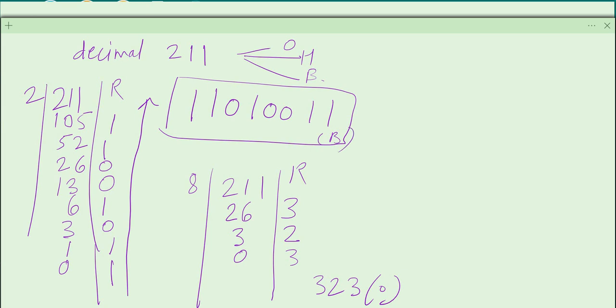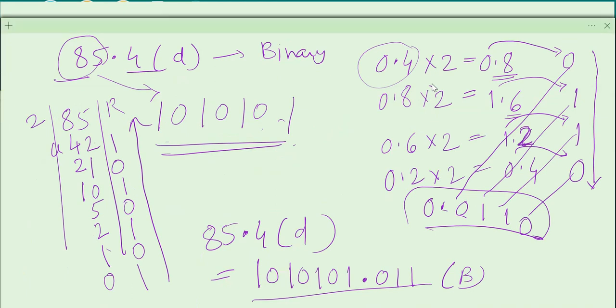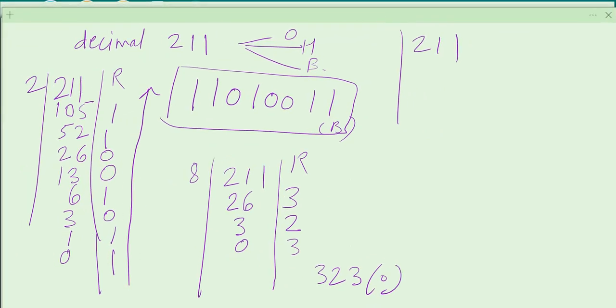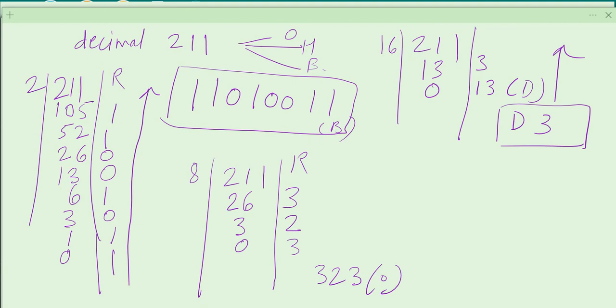Now let's do the same thing for hex. 211 divided by 16. 16 13s are 208, so the remainder will be 3. 13 divided by 16 is 0, so this is 13. 13 in hex means D. So this number comes out to be, in this direction, D3. This is D3 in hexadecimal.